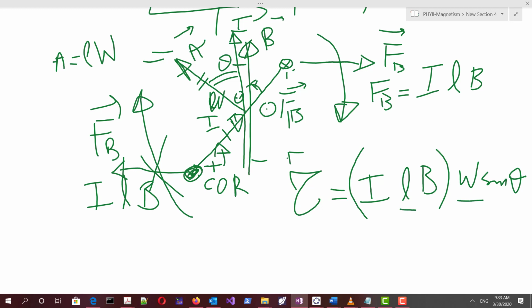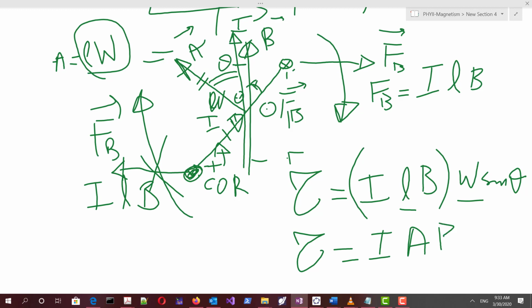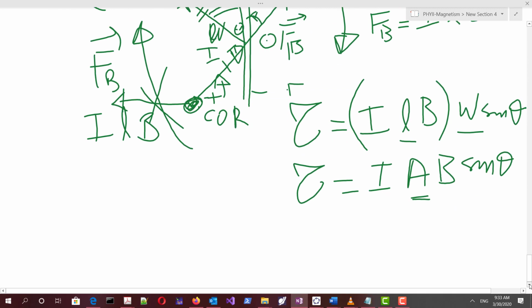And L times W is nothing but this area itself in magnitude. So at the end of the day, tau is equal to I A times B, because again, LW is A times sine theta. By the way, this A has nothing to do with the A where we talked about the wire itself, okay? So this A is actually for the loop. And the other A that we were talking about is for the wire that has a current running through it. So please don't confuse the symbols in here. I hope that you guys are paying close attention to make that distinction.